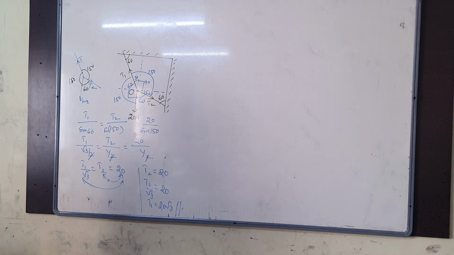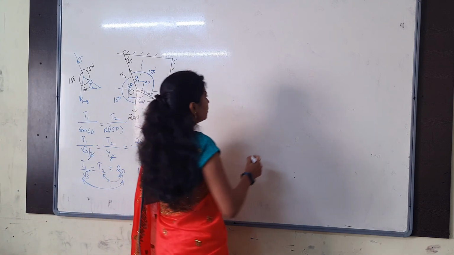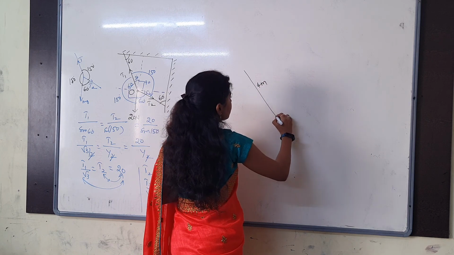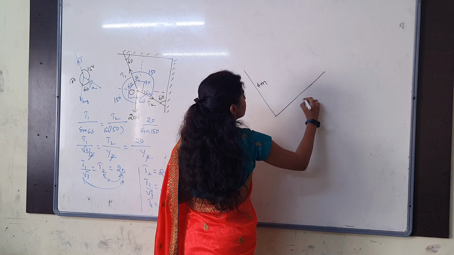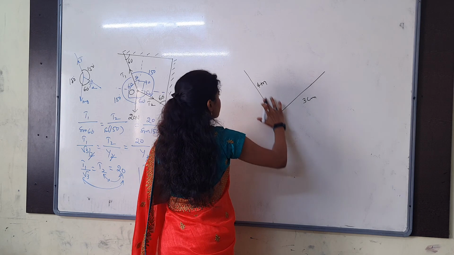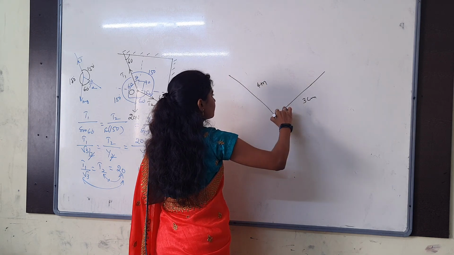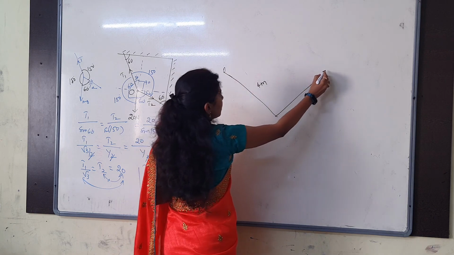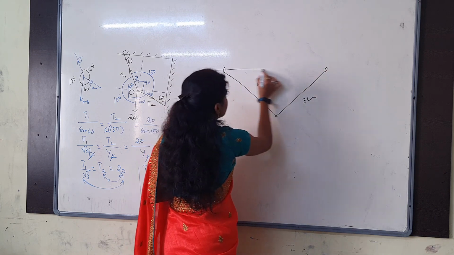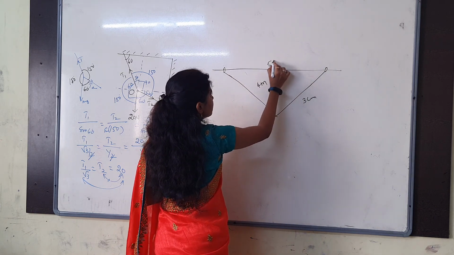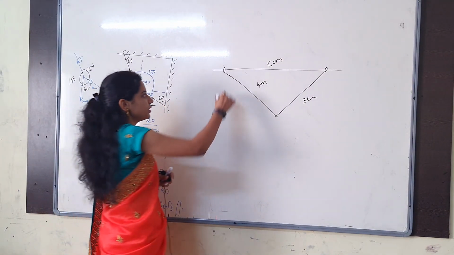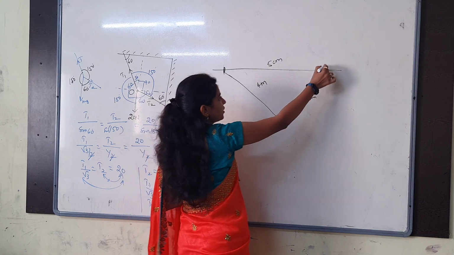So I'll give the simple diagram here. What they said, two strings of how much length? One is 4 centimeters, another is 3 centimeters. Now they are tied with the pegs to the same horizontal line. This horizontal line has how much length? 5 centimeters they said. From here to here the length is 5 centimeters.